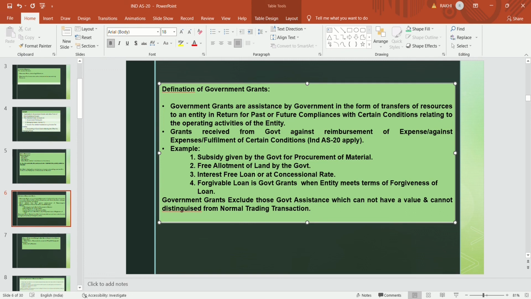You will take the loan. Now you will fulfill the condition and your loan is to be waived off. I will not ask you for the repayment of the loan. But if you do not fulfill the condition, then you have to repay.